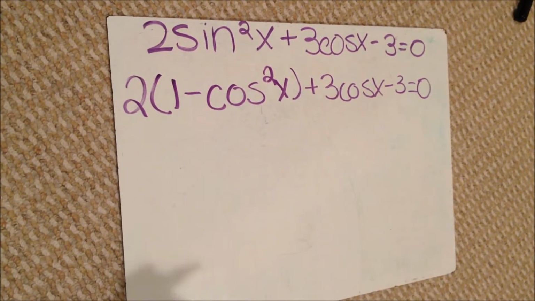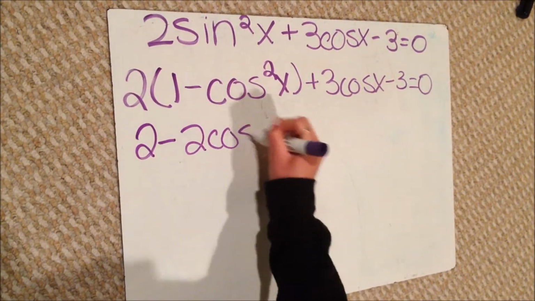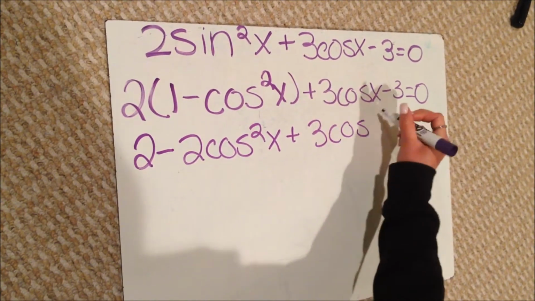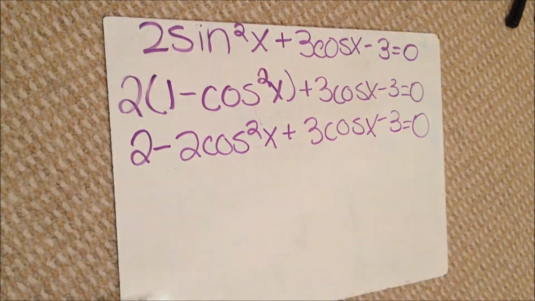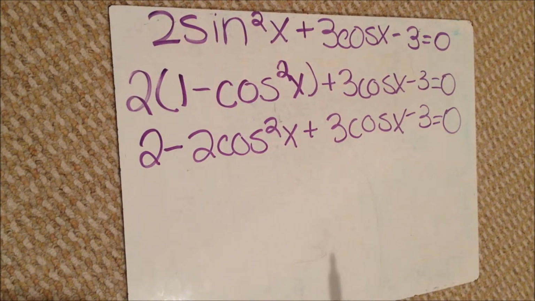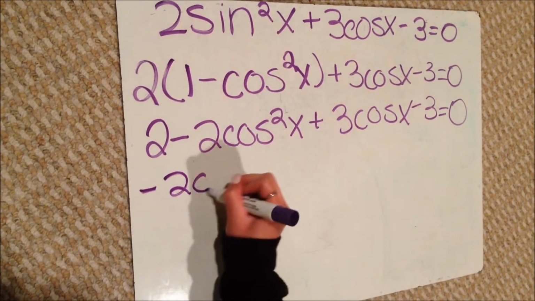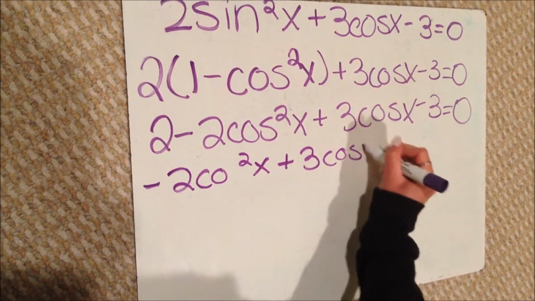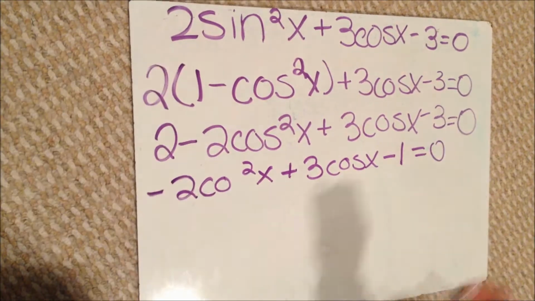Then you're going to distribute the 2. So 2 minus 2 cosine squared x plus 3 cosine x minus 3 equals 0. You can combine like terms, 2 and negative 3. 2 minus 3 is negative 1. So you have negative 2 cosine squared x plus 3 cosine x minus 1 equals 0.